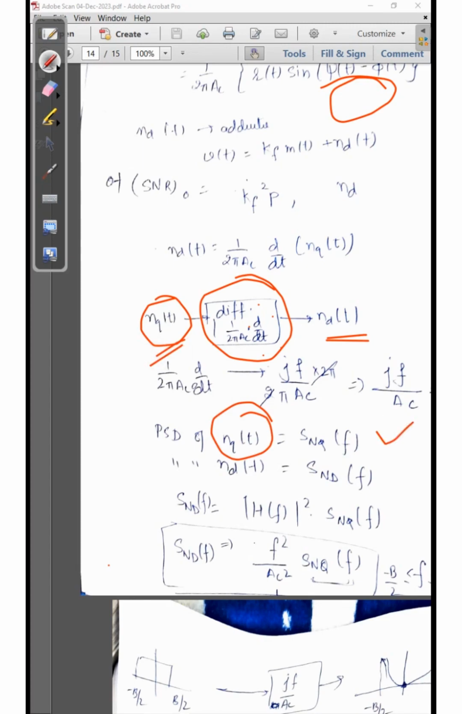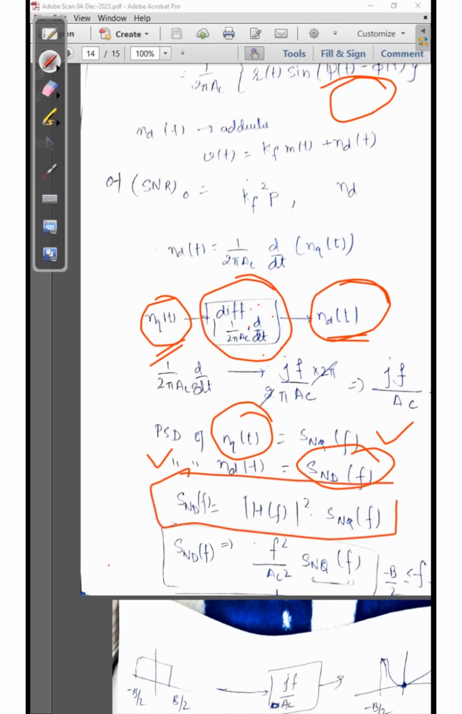Now if the power spectral density of nq of t at the input is snq of f and the power spectral density at the output is snd of f, then how are they both related? They are related with this formula we earlier discussed. Snd of f is mod hf square snq of f, right? Then I can write this, my snd is f square by ac square snq of f, for frequency range minus b by 2 to b by 2. Correct?